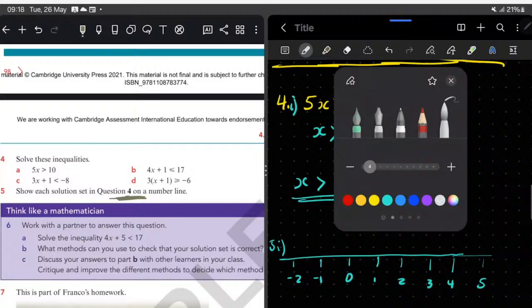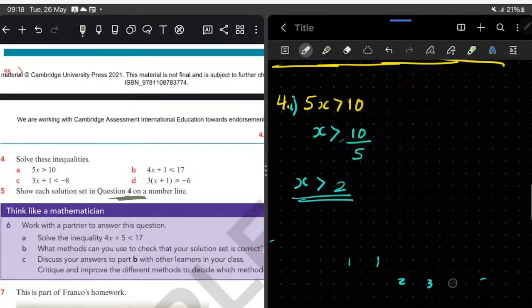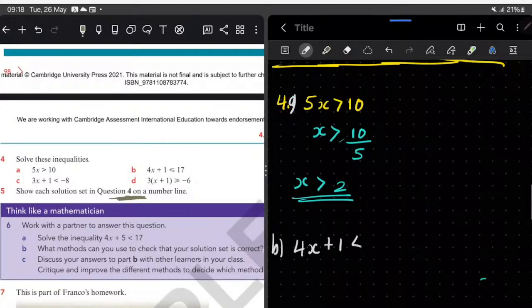Okay, let's do them step by step. Let's do 4 part B. 4A we've solved. Let's solve 4B then. 4x plus 1 is less than or equal to 17.